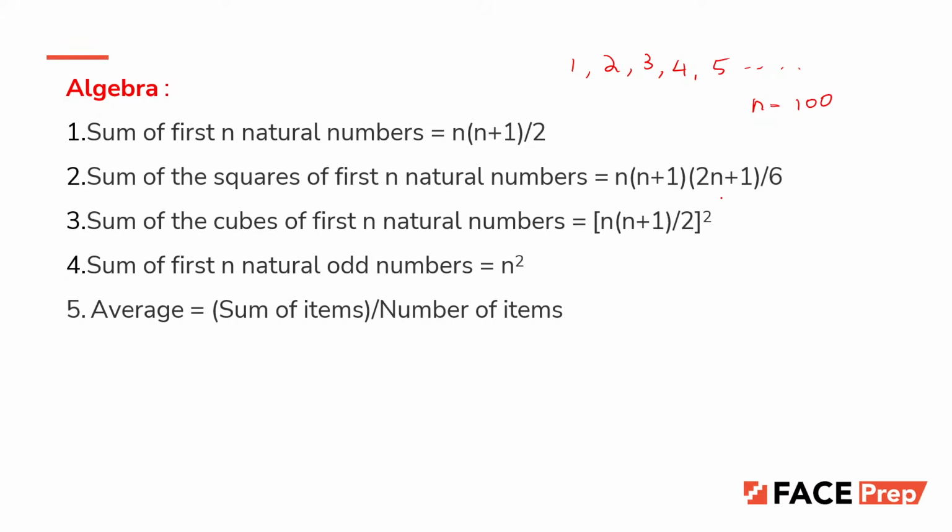The next one given here is the sum of the cubes of the first n natural numbers. It is n into n plus 1 divided by 2, the whole square.